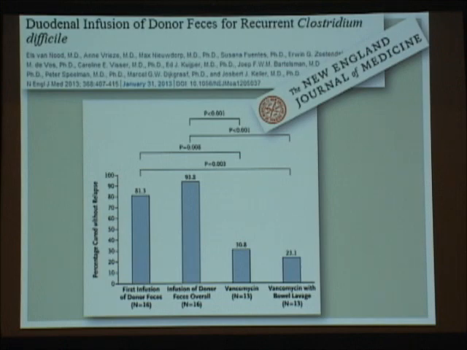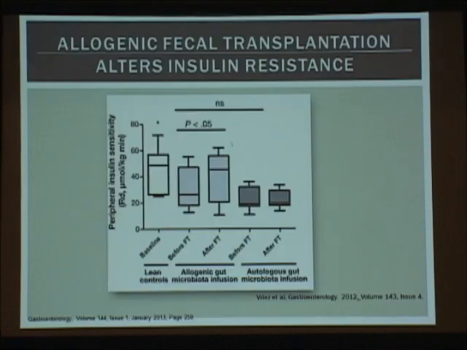So profound alteration of people who, these people all went into the study with about a year of chronic C. difficile. They get one dose, and the vast majority of them are cured, gone, okay?